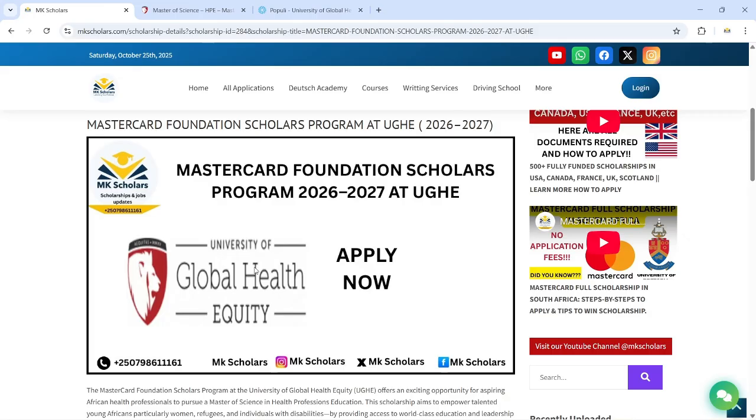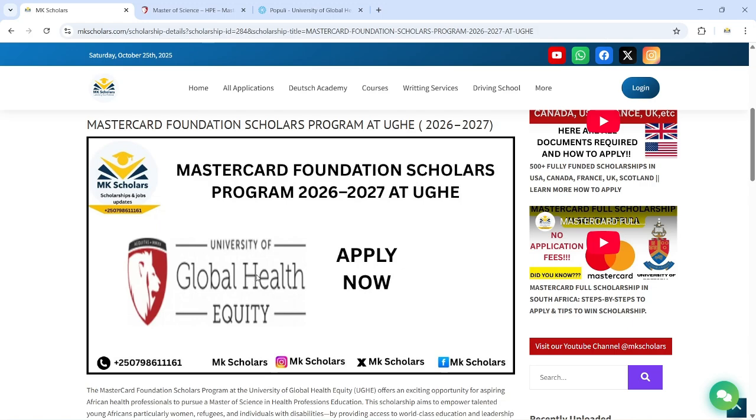Today we are back again with another scholarship opportunity, and this time it's a Mastercard full scholarship at the University of Global Health Equity. This is one of the best, one of the prestigious universities in Rwanda as well as in the whole of Africa. You don't want to miss this out because this is one of the greatest opportunities that comes once a year.